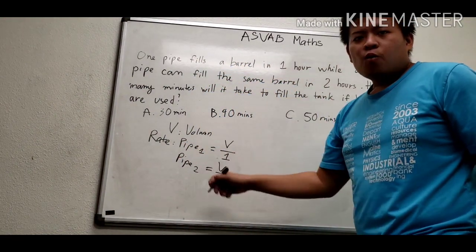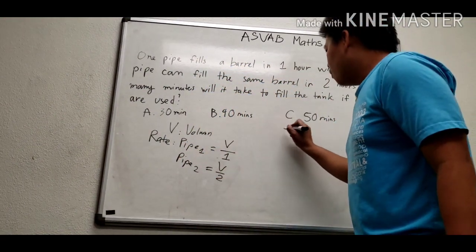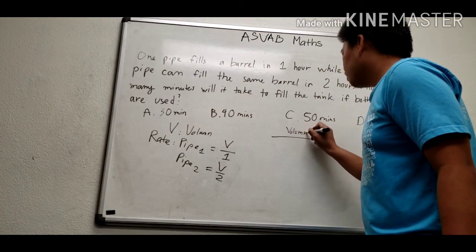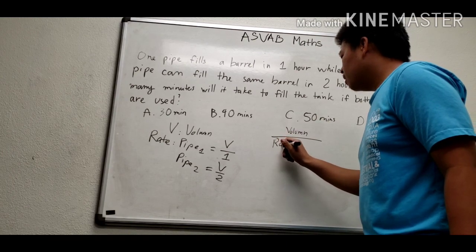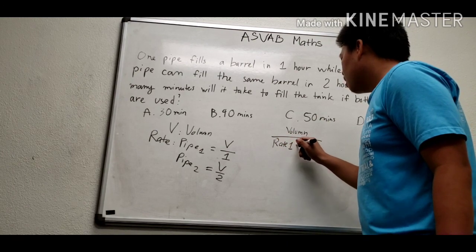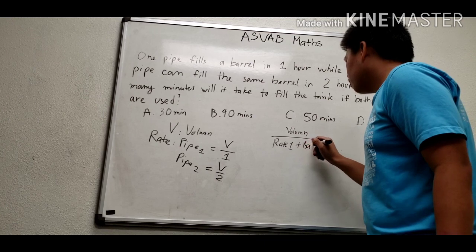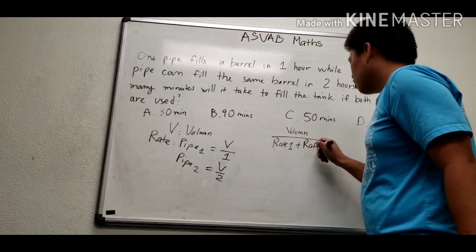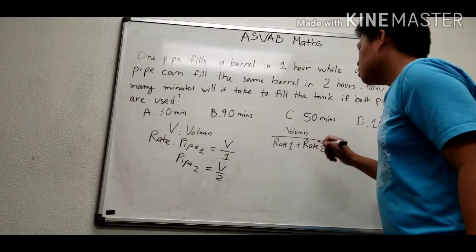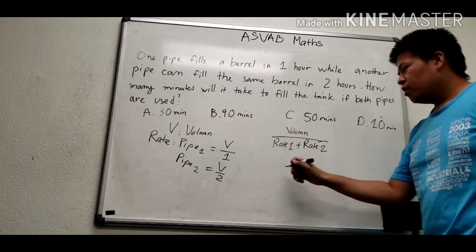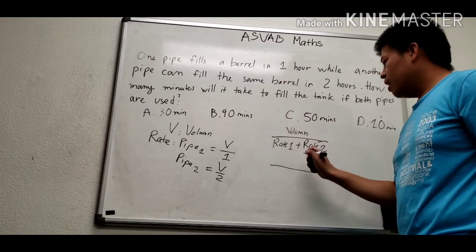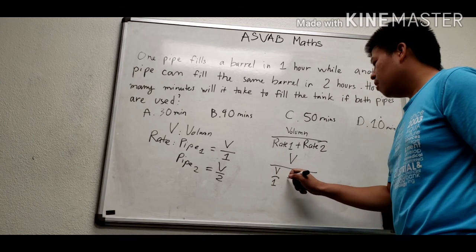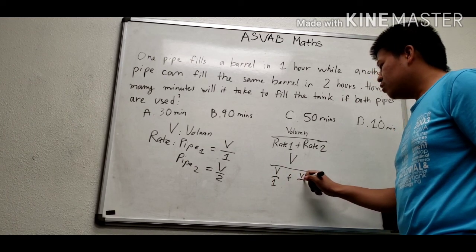Because the 2 pipes work together, so we have the formula. The volume on the top one. We have the rate number 1 plus rate number 2. So that we have the volume. Volume doesn't change in the barrel. We have V. We have V divided by 1 plus V divided by 2.